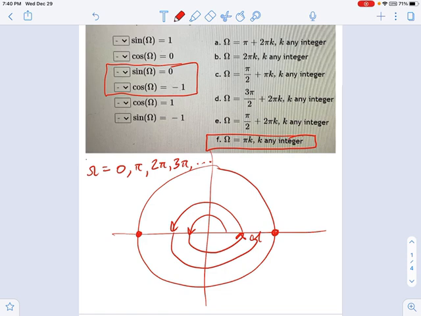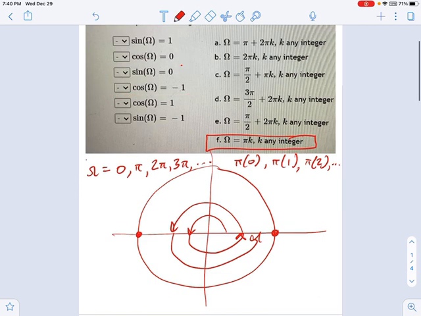So pi times k. K is any integer. So that could be pi times 0, pi times 1, pi times 2, etc. And that looks pretty good. That's our pattern. Okay, so there's the answer for sine of omega equals 0.